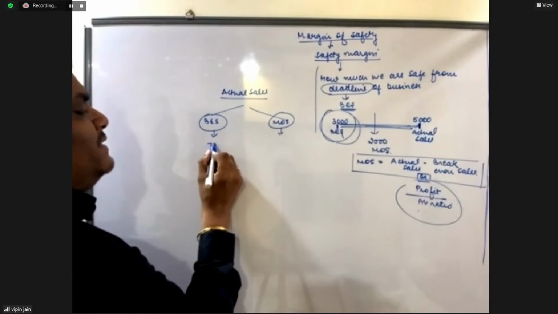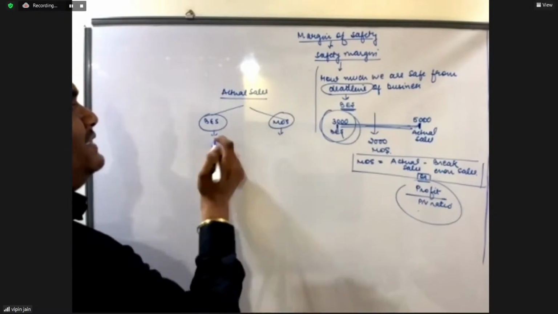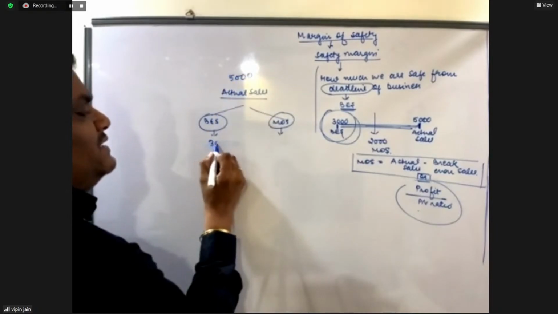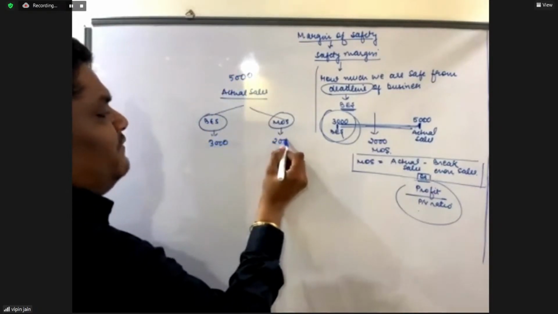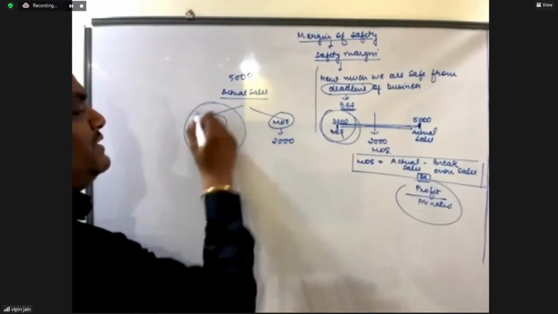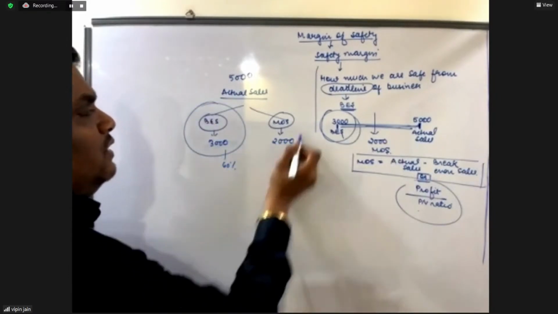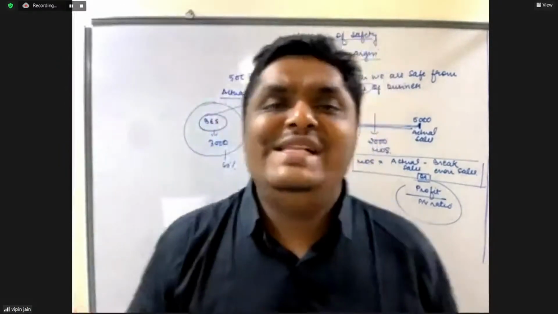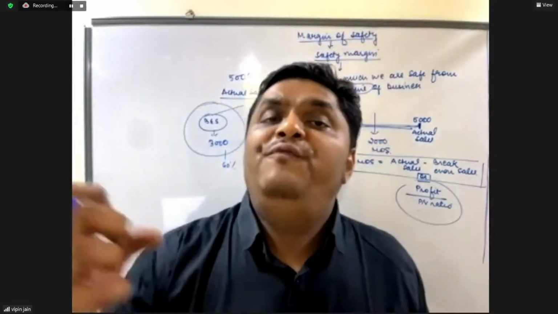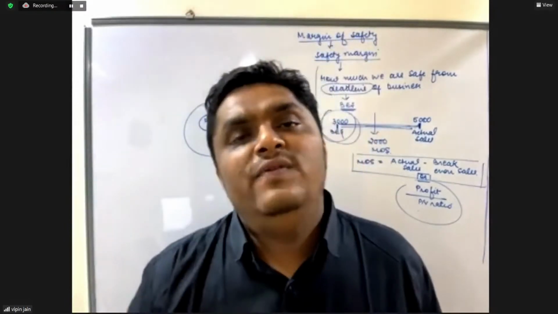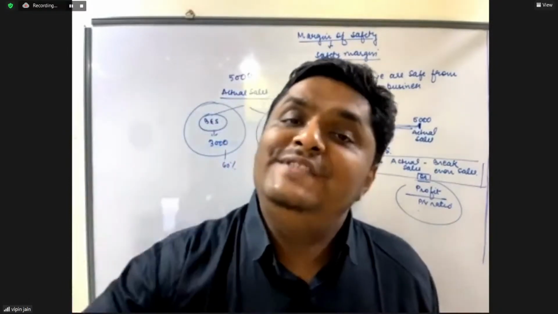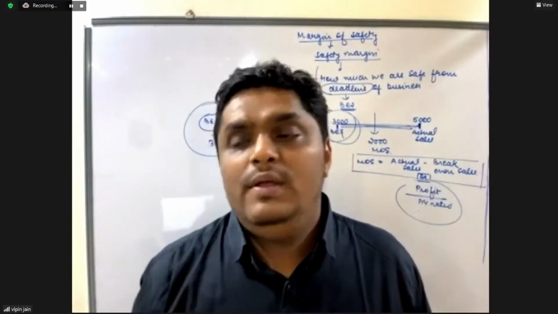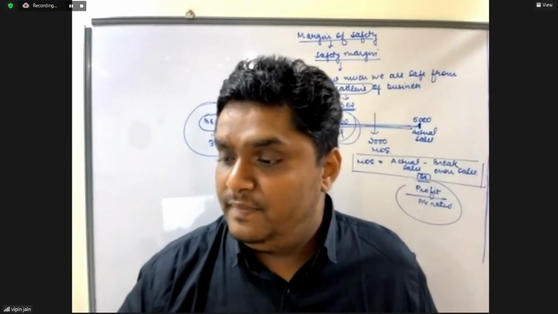So let's say my actual sales was 5,000. My break-even sales is 3,000. It means my margin of safety will be how much? 2,000. So break-even is 60% of total sales, so margin of safety will be what? 40%. So we can say actual sales can be divided in two parts. If 50% is break-even sales, then the balance 50% will be margin of safety. If 70% is break-even sales, then the remaining 30% will be what? Margin of safety.